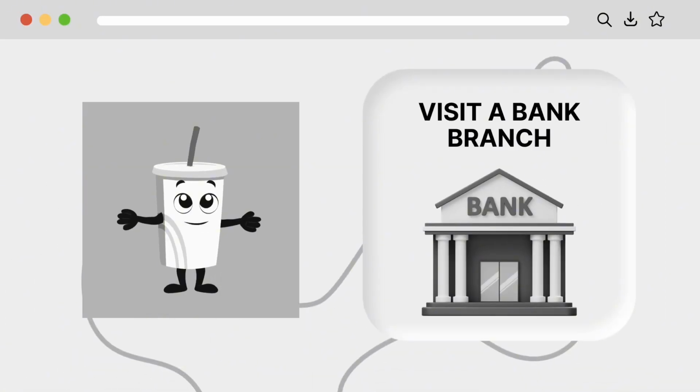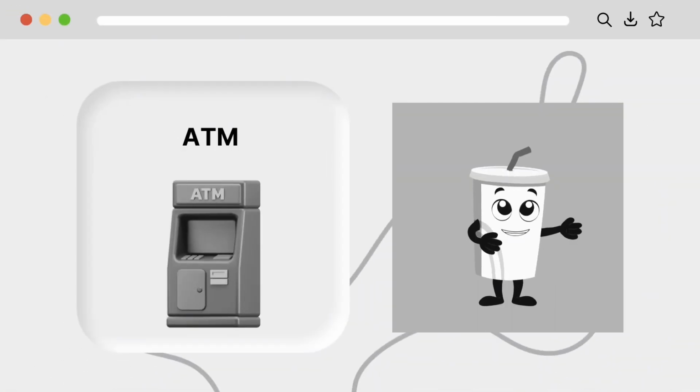You can also visit a branch to manage your deposit. You can go to the teller and provide your account details or use the deposit slip available at the branch. Once your transaction is done, you'll receive a receipt confirming the deposit that you made. And third, we have the ATM use. ATMs are also handy for checking balances or printing mini statements that show recent transactions.